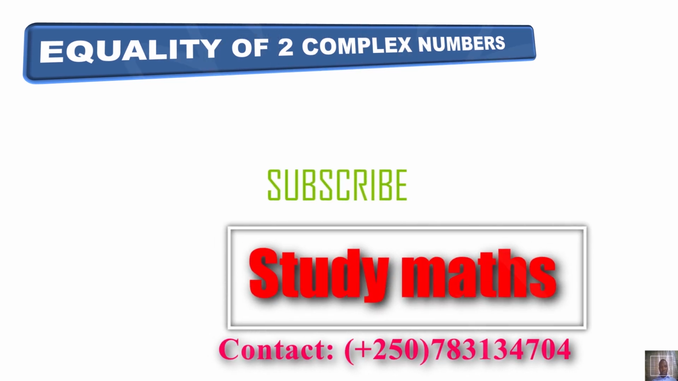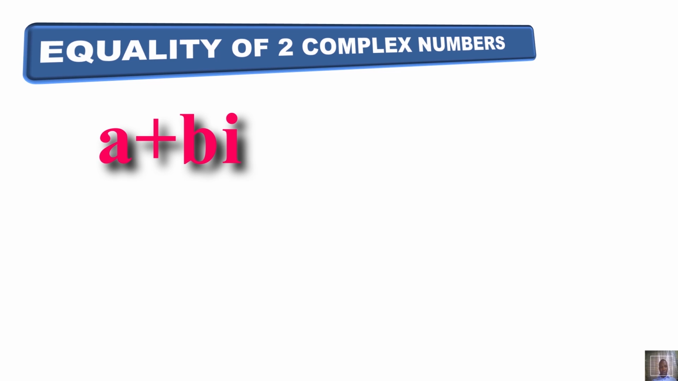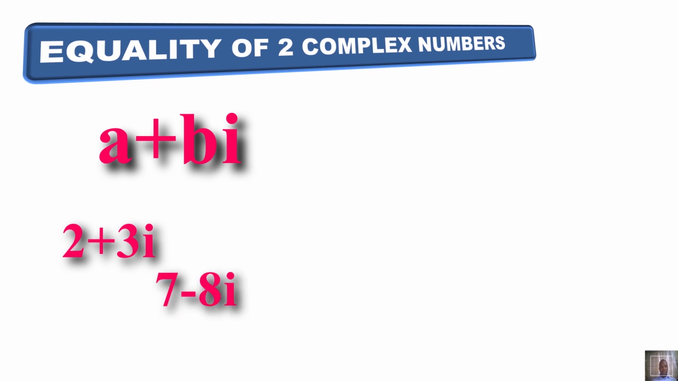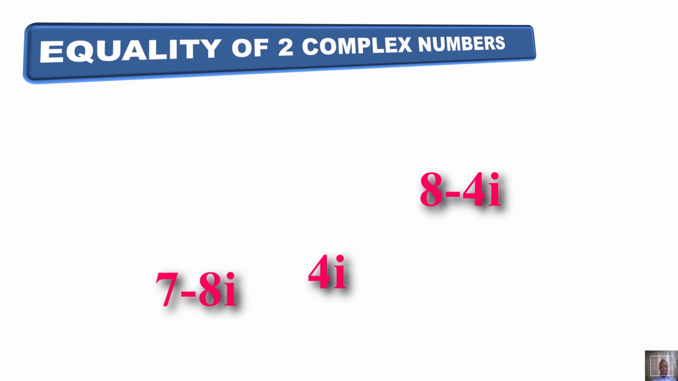This is the way we learn mathematics, and let's learn about equality of two complex numbers. As we know, a complex number is a number of the form a plus bi, where a and b are real numbers and i squared equals -1. For example, 2 plus 3i, 7 minus 8i, 4i, 8 minus 4i. Those are examples of complex numbers.